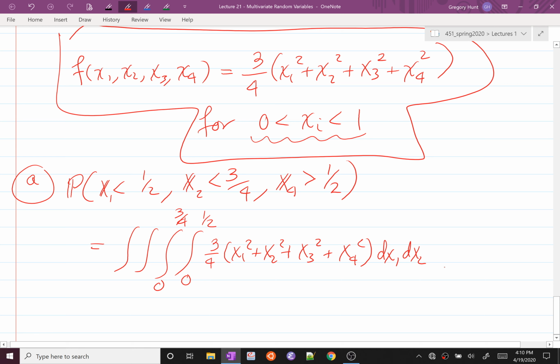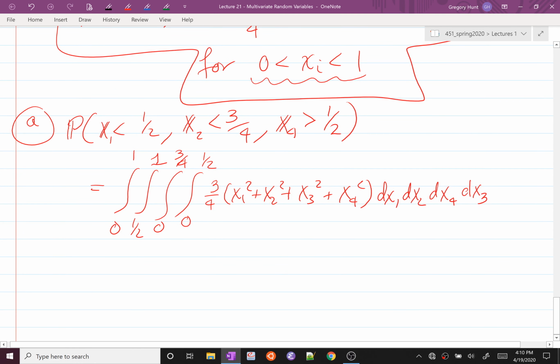And what's our last condition? x4 is greater than 1/2, so that will go 1/2 to 1. Now I wrote a 4th integral. What's the last thing? Well, I need my limits on x3. So x3 can be anywhere between 0 and 1. So those are my limits for x3.